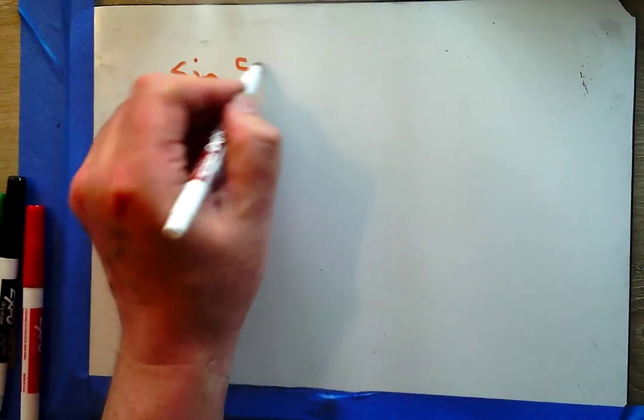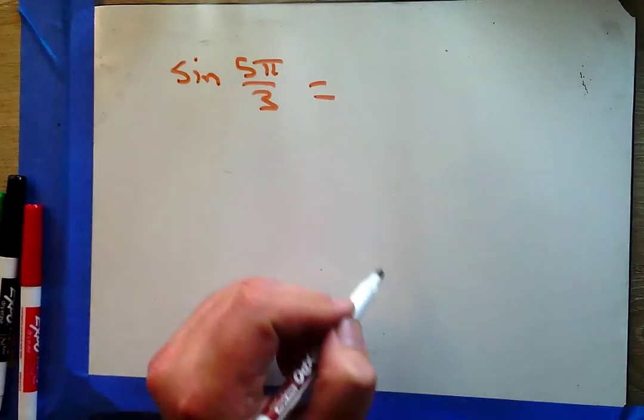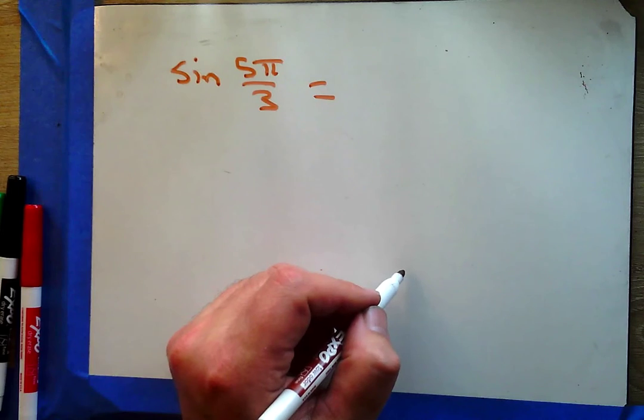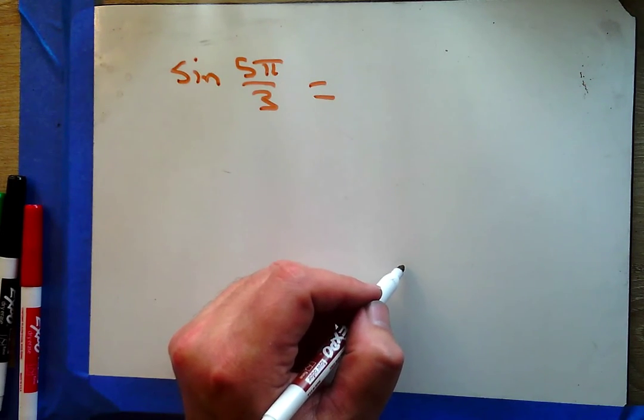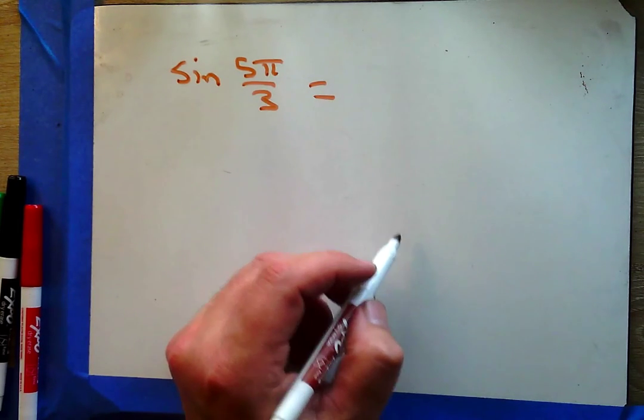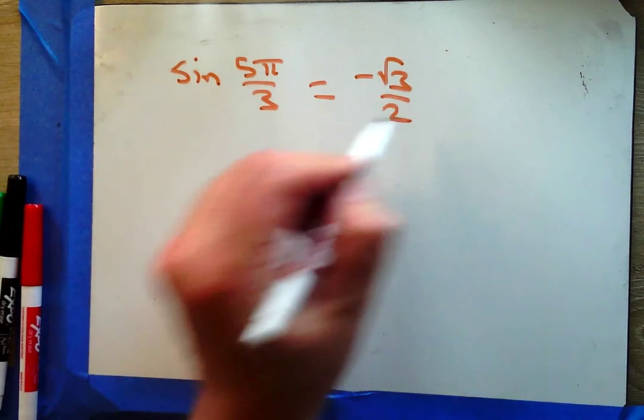All right, next and last, let's do some speed round stuff. Quick, and don't pause the video for this. Sine of 5 pi over 3. 5, 4, 3, 2, 1. You should have negative root 3 over 2.